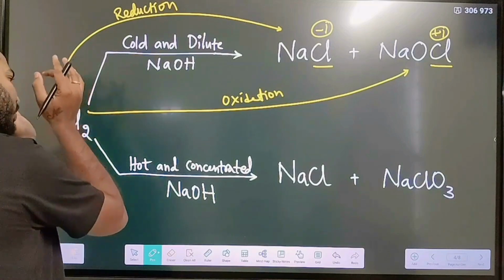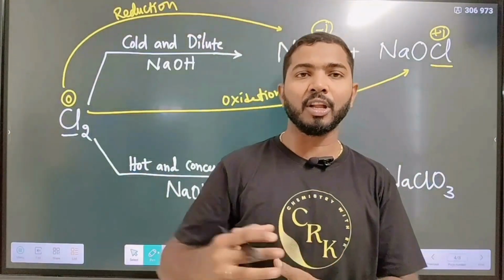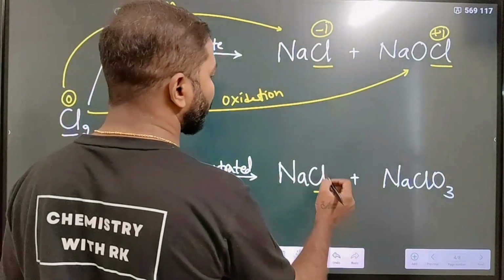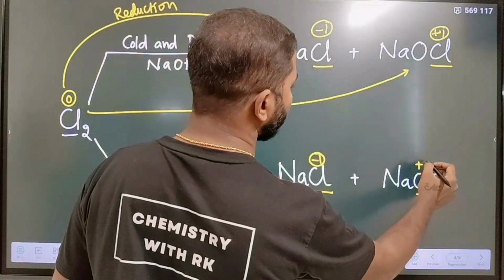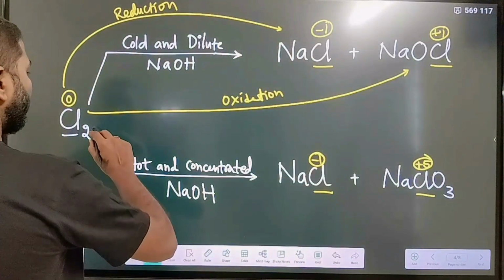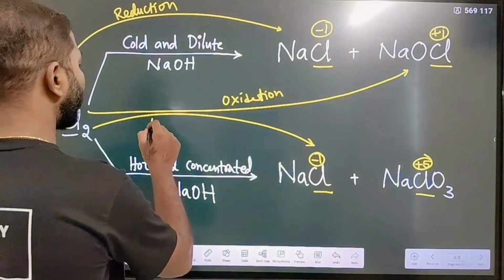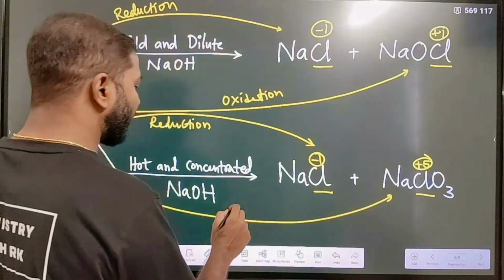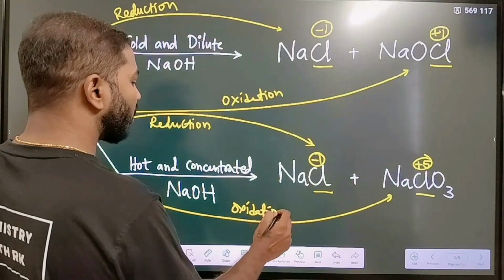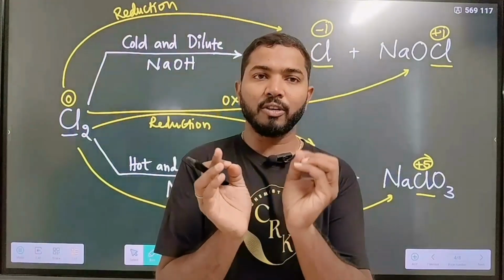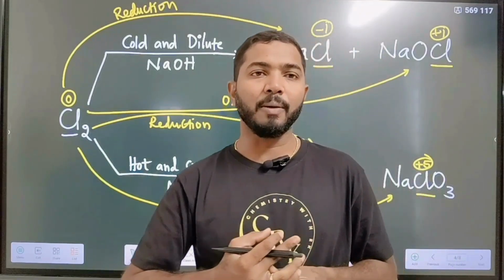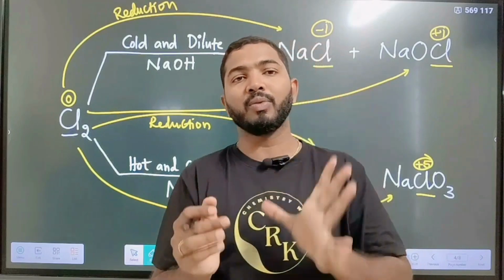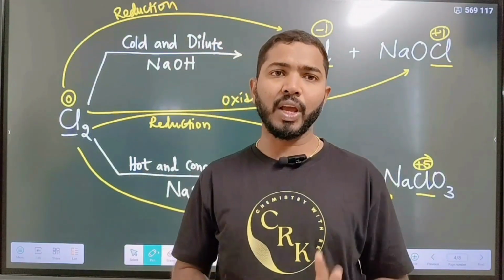Now the same element of the same reactant is undergoing both oxidation and reduction. We can call it a disproportionation reaction. Similarly, here the chlorine's oxidation number is -1 and the chlorine's oxidation number is +5. So from 0 to -1, again this is reduction, and from 0 to +5, it is oxidation. Hope you understood what exactly a disproportionation reaction is. The same element of the same reactant molecule undergoes both oxidation and reduction, and we call it a disproportionation reaction.